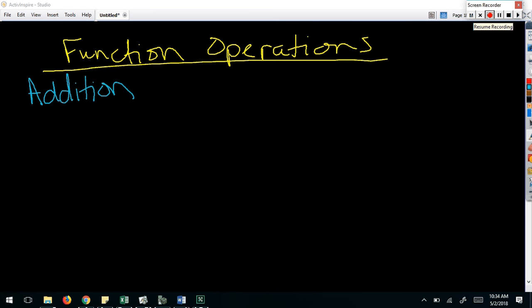So we're going to talk about function operations. We're going to do addition, subtraction, multiplication. We're going to run through those quickly because we've really already done those. Composition's what I really want to focus on today. So, yes, we're starting now.